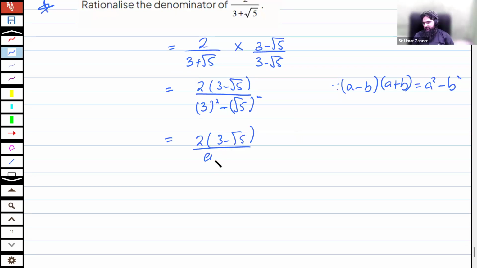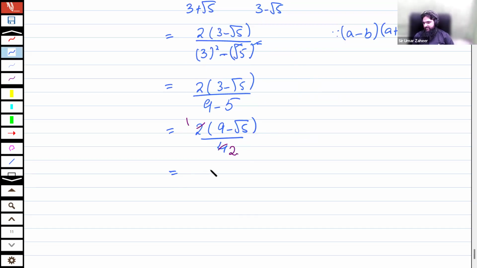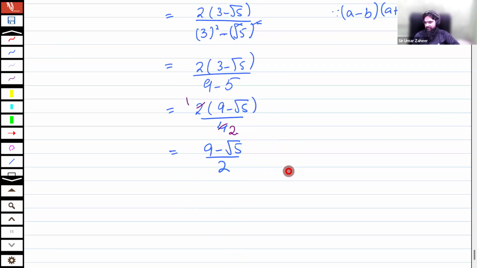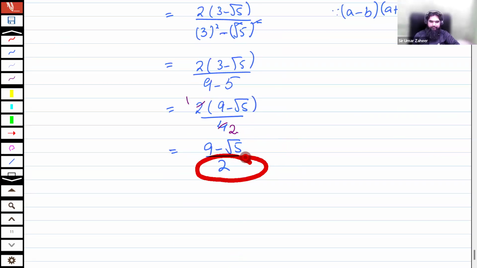So 3 square will be 9. Square and square root will be cancelled out, it will be 5. So I'm going to get 9 minus 5, which will be 4. There is a simplification: 2 times 1 is 2, 2 times 2 is 4. So I'm going to get 9 minus square root 5 divided by 2. So look at here. Before rationalization, you have a surd in the denominator. When we have rationalized it, there is no surd in the denominator.